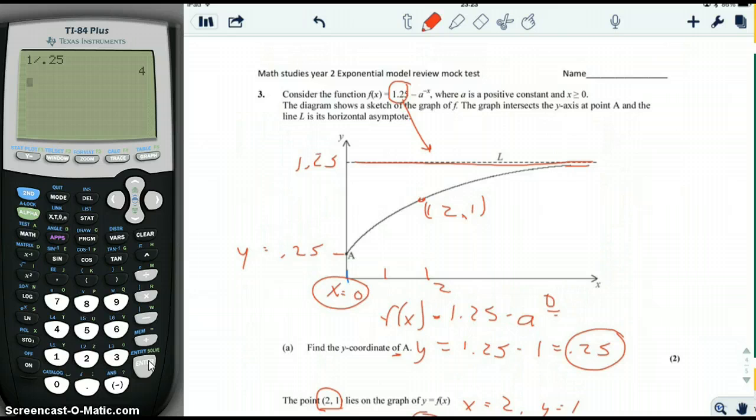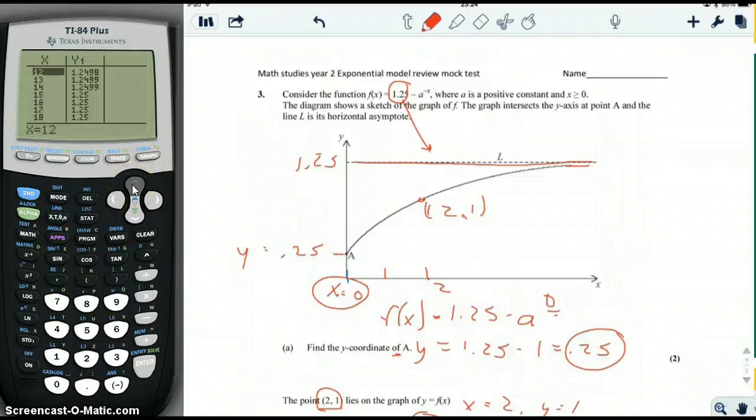The other way you could do it is, now that we know what A is, we can graph it. And then we could just see where it goes. So it's 1.25 minus A, which is 2, to the negative x. Excuse me. Then we do the second table, see what the table looks like.